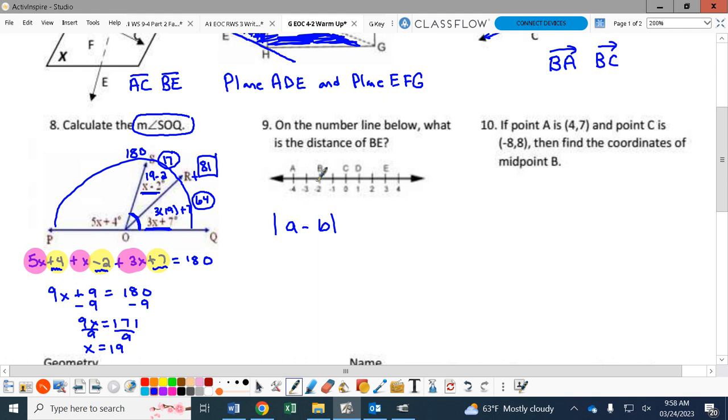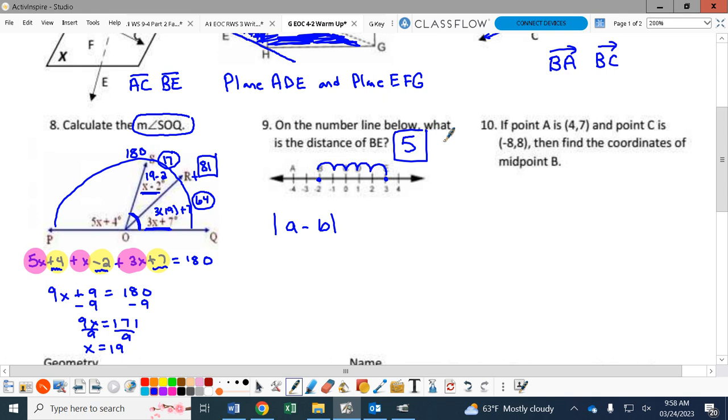However, if you're trying to find the distance from B to E, and it's got a number line, and they count by ones, guys, all you have to do is count. 1, 2, 3, 4, 5. That distance is 5. The end. You're done. Now, are they always going to give you a number line?